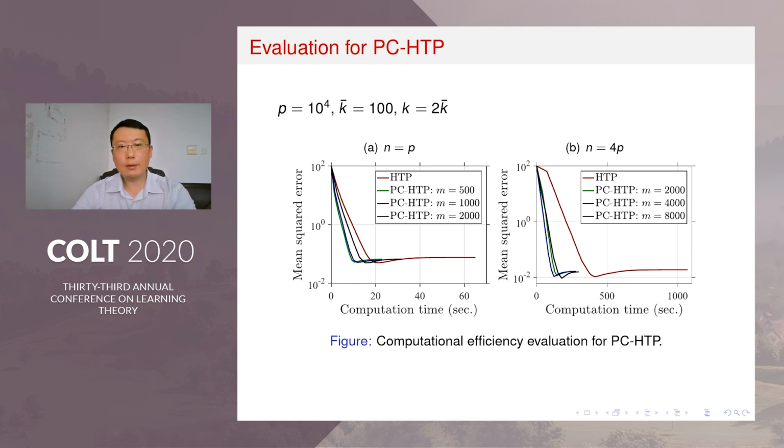From this group of results, we can observe that the preconditioning HTP is consistently faster than the plain HTP in MSE convergence, and the margin becomes more significant for relatively larger sample size. And for each considered sample size n, the most efficient implementation of preconditioning HTP occurs when using relatively smaller subset size M. These observations are consistent with our theoretical analysis.